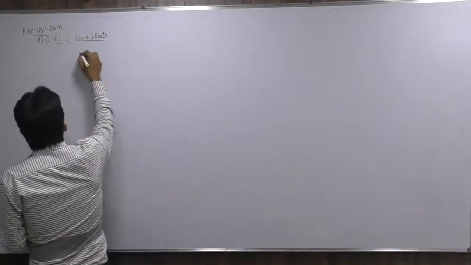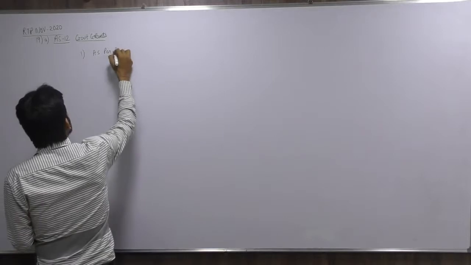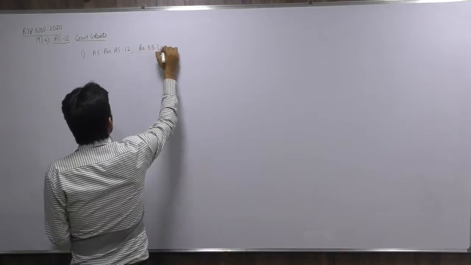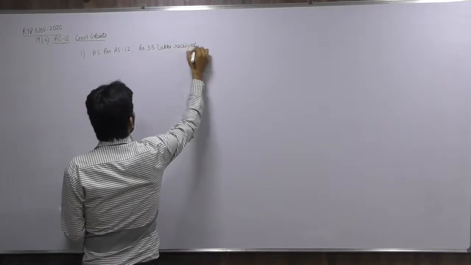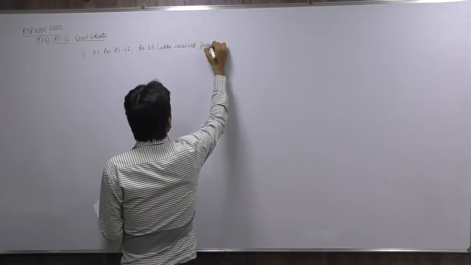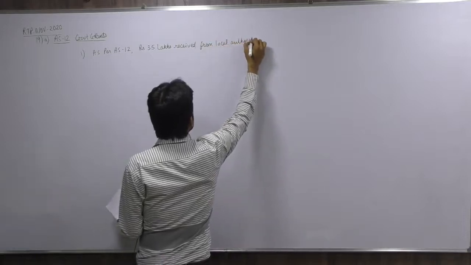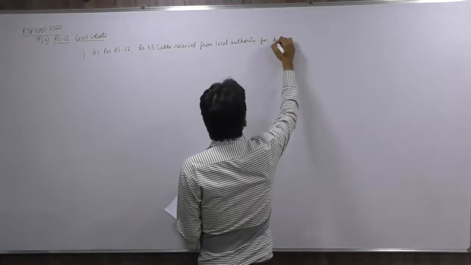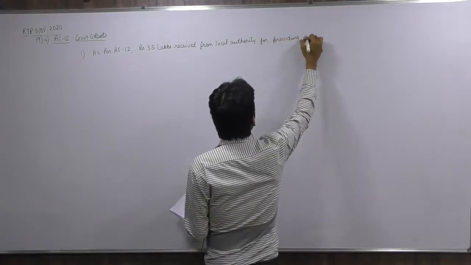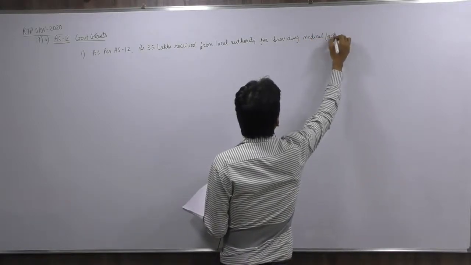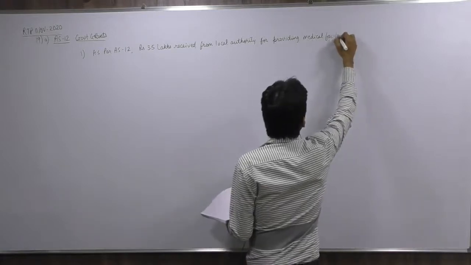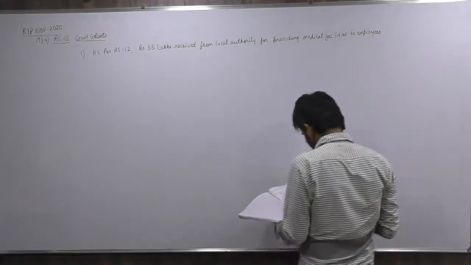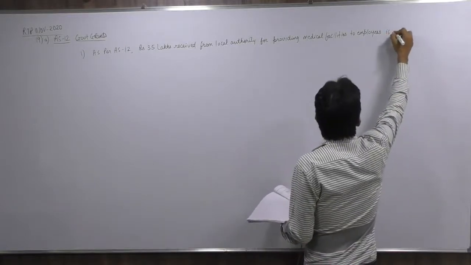So in 19A, first part, as per AS 12, rupees 35 lakhs received from local authority for providing medical facilities to employees is a revenue type of grant.